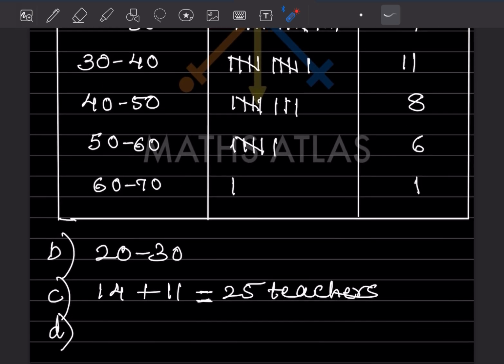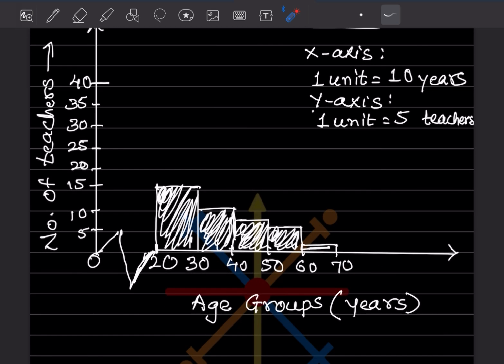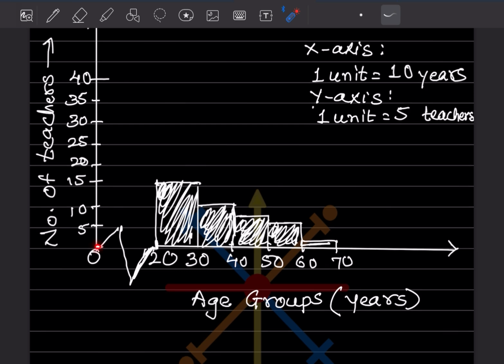And this the 60 to 70, that is just 1. So here will be slightly below this 0. So this is in between 60 to 70, and we just have to shade it. So just roughly I have done this shading. So this is what we have to write here. This is the age groups in years.